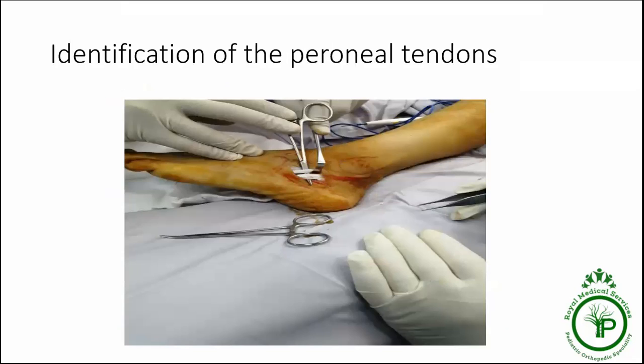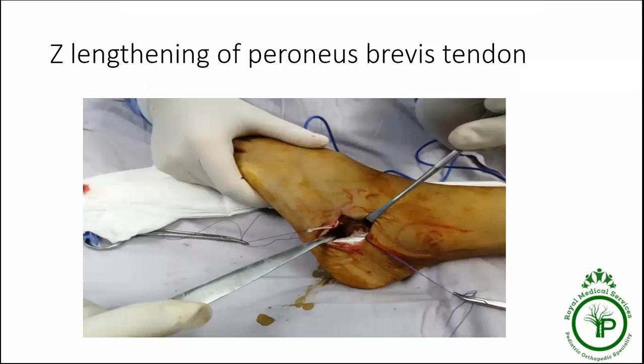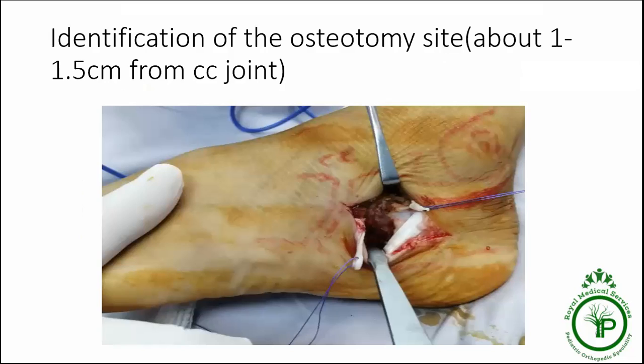After doing the TAL, we go to the skin incision and identify the peroneal tendon on the lateral side, because we want to elongate the lateral side. So we also have to elongate the tendon by doing Z-lengthening tenoplasty for the peroneus brevis tendon. Then we mark the osteotomy site, which is about 1 to 1.5 centimeters from the calcaneocuboid joint.